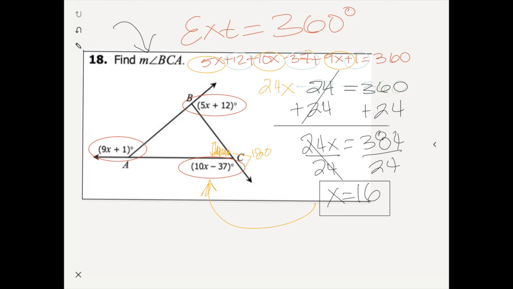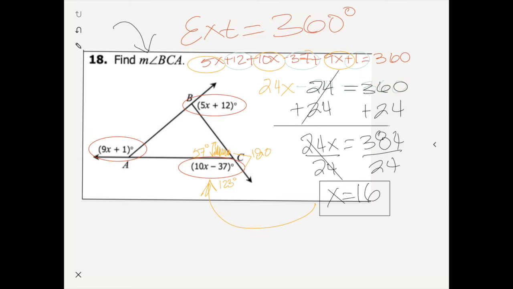So if we do 10 times 16, that's 160. Subtract from 37, you're going to get 123. And if you subtract 123 from 180, you're going to get 57 degrees.